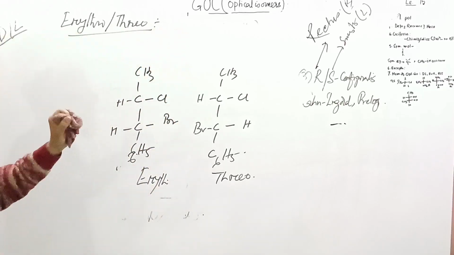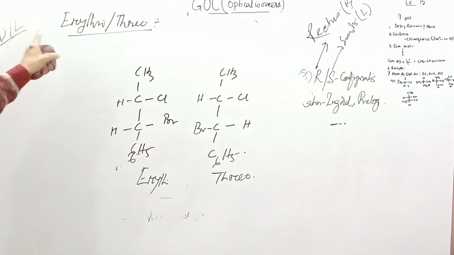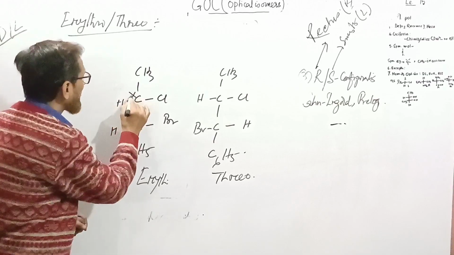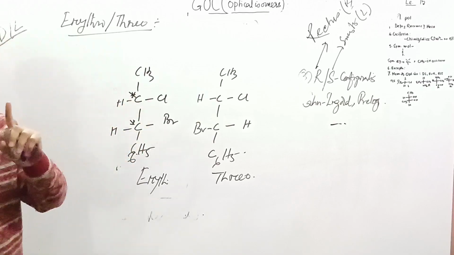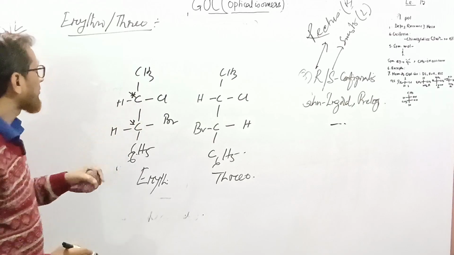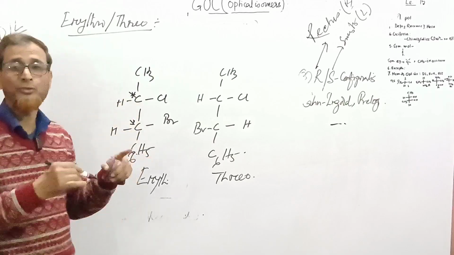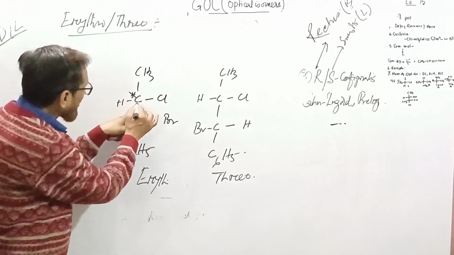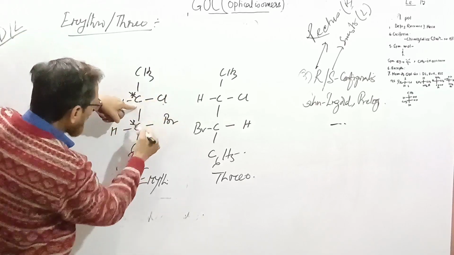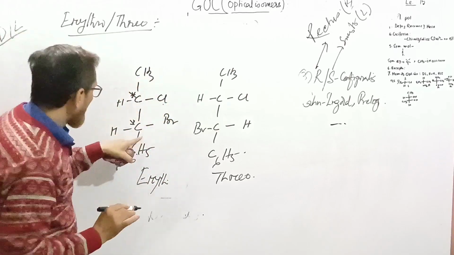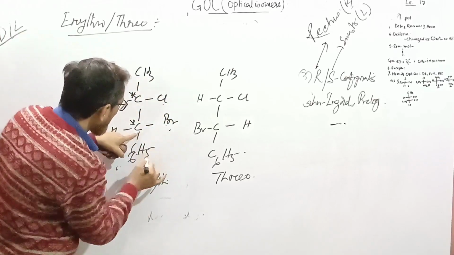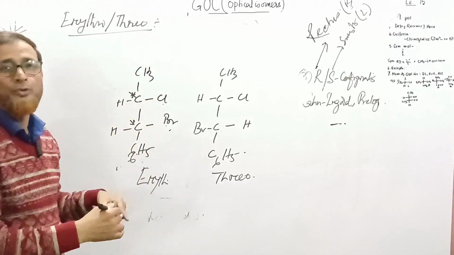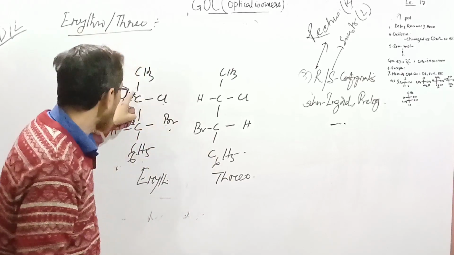The next system of giving nomenclature to optically active compounds is erythro and threo. The main condition is that there should be two chiral centers, two carbons having four different groups. These optically active centers are two: this carbon has chlorine, CH3, H and the whole group, so four groups are different. This carbon has bromine, C6H5, H and the whole group. So these two carbons are attached to four different groups of atoms, so it has two chiral centers.